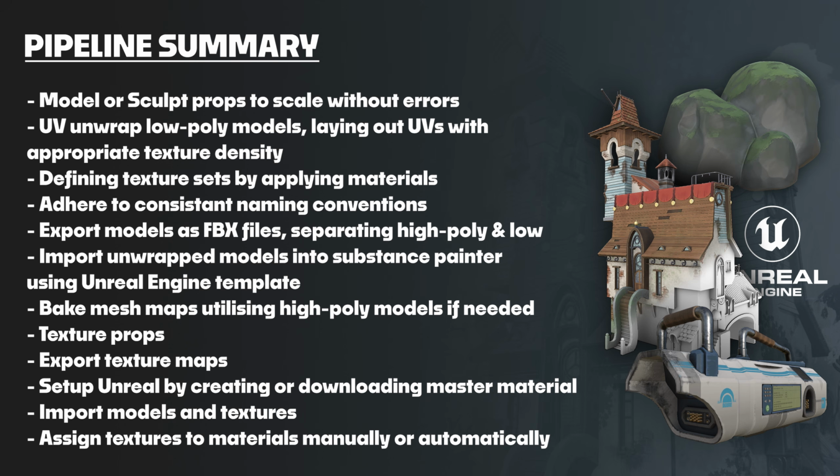Textured up the props to our liking. Exported the texture maps using the Unreal template again. Set up Unreal by creating a master material or downloading the one provided. Imported models and textures into our project, and then assigned the textures using our manual method or automatically using the widget that I've provided in the download. That concludes pretty much everything. Hopefully the information provided here helps you set up your own nice and clean pipeline for creating your props and assets for your game projects.